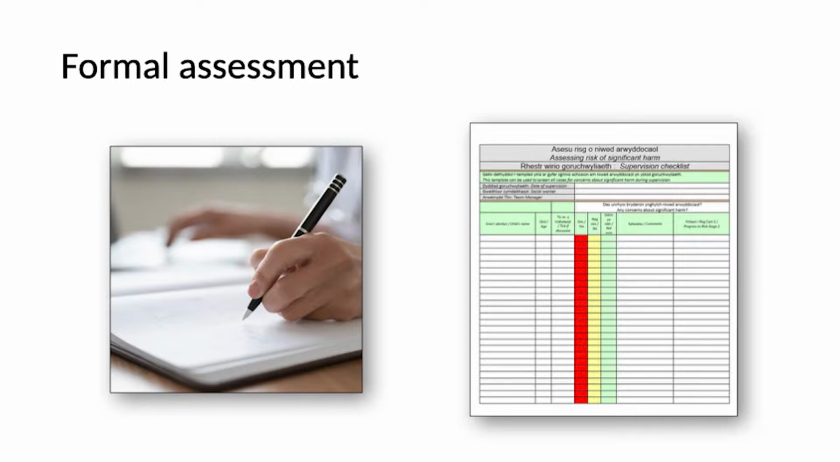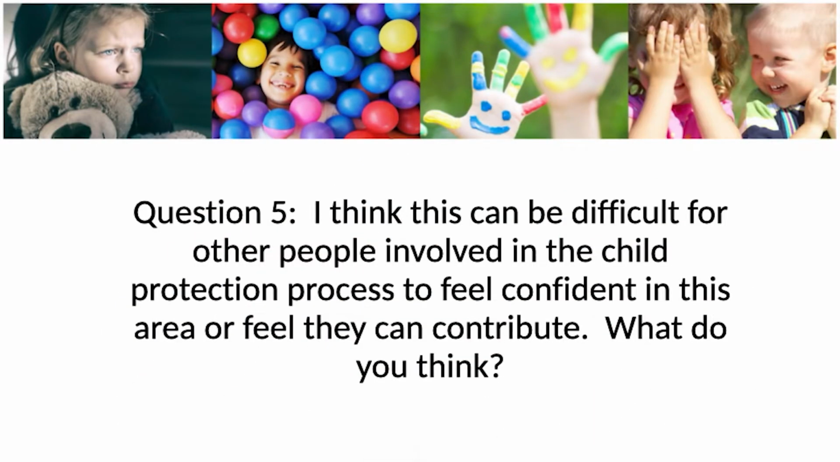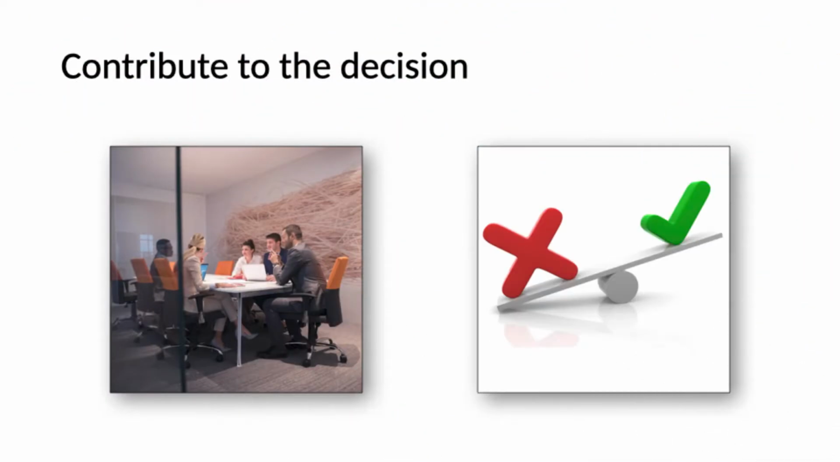Over time, practitioners who regularly use the formal procedures can use these structures in their informal decision-making. Practitioners become more confident and clear in their decision-making. Bruce, I think this can be difficult for other people involved in the child protection process to feel confident in this area or feel they can contribute. What do you think?